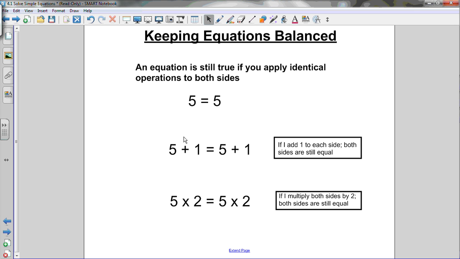If I add 1 to both sides of this equation, I've added 1 to the left, I've added 1 to the right. So now on the left I have 5 plus 1, which is 6, and on the right I have 5 plus 1, which is 6. And we know that 6 is equal to 6, so this equation is still true, as long as we have balanced it out by doing the same thing to both sides of the equation. In this example, if I multiply both sides of the equation by 2, I get 10 equals 10. Therefore, this equation is still true as well, since I multiplied both sides by 2.